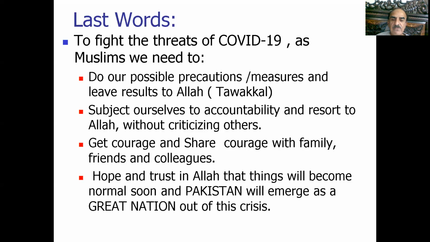And finally, we believe that Pakistan will emerge as a great nation out of this crisis. A lot of good things are also coming from this crisis, and inshallah, the government, civil society, and everybody is working against it, and this is definitely giving us a bigger opportunity to learn and to trust that we can do better as a nation.